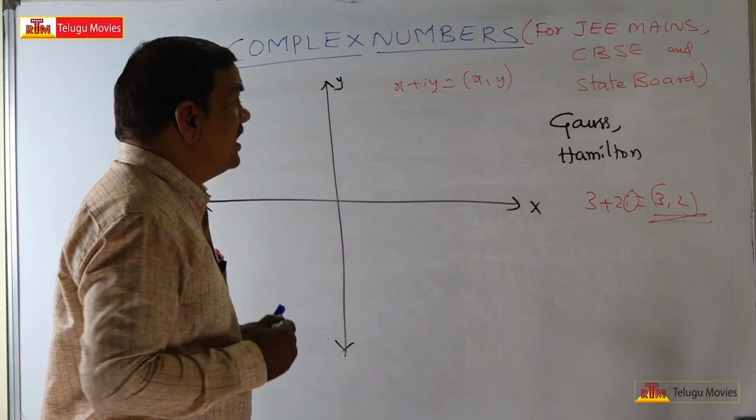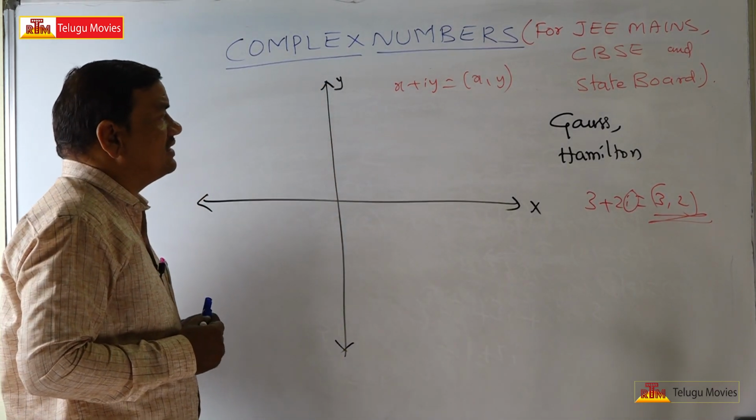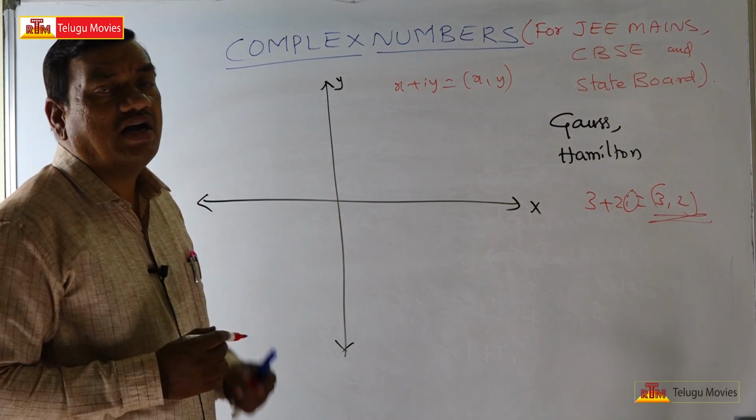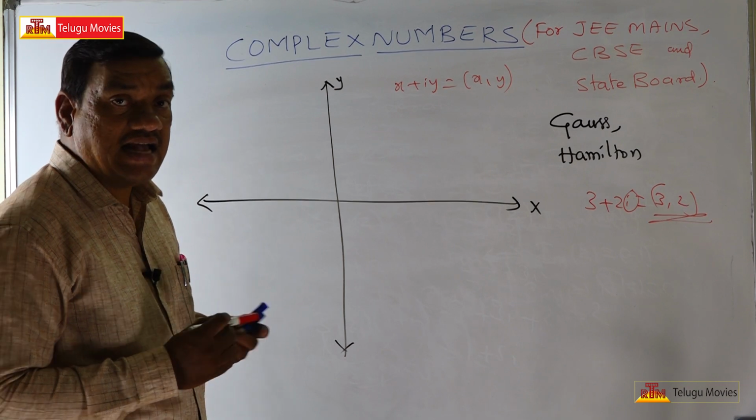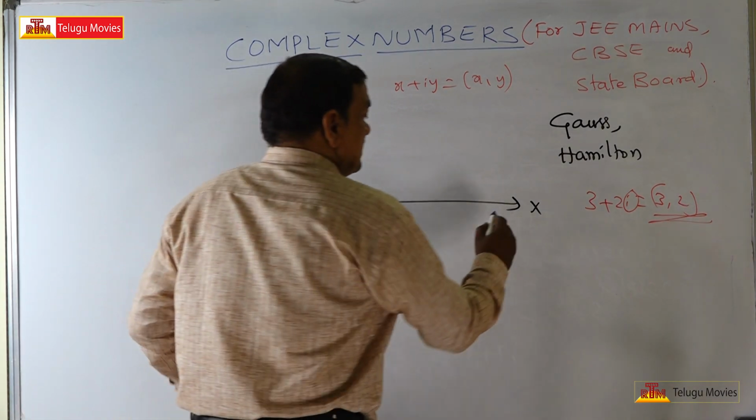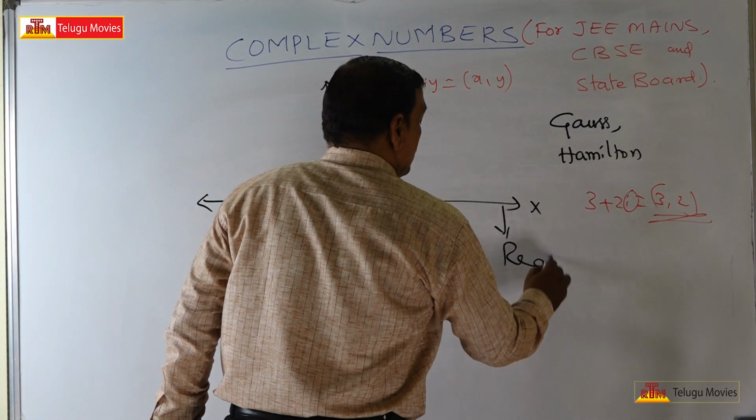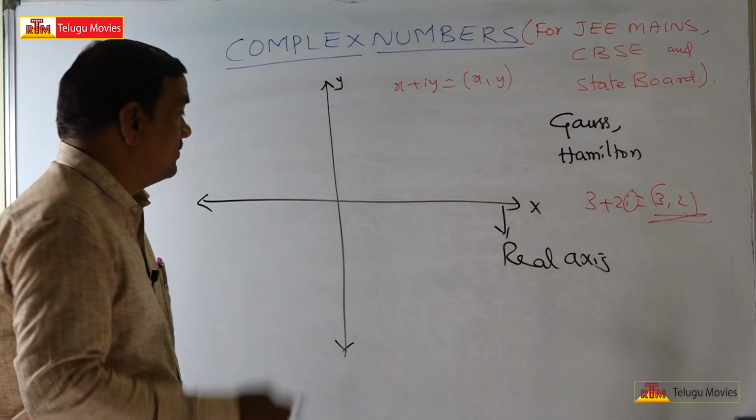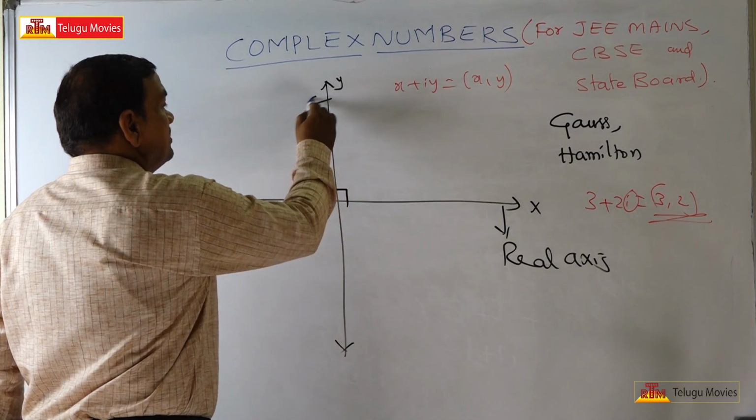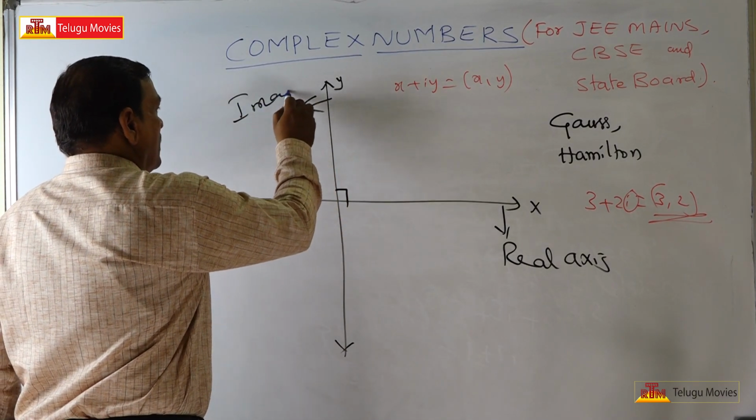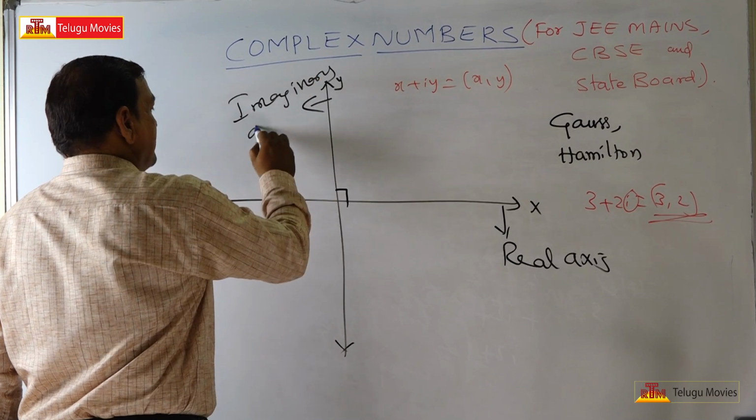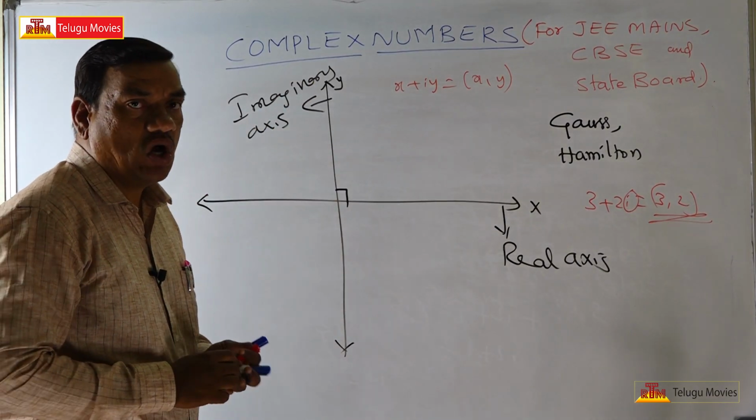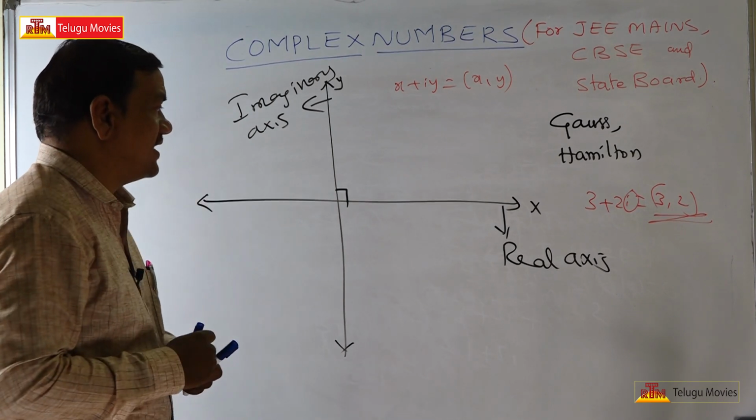Okay, now how to represent x plus iy in a two-dimensional plane? Now they called the x axis the real axis, and the y axis, the vertical line, they called the imaginary axis. Why? We are going to represent the imaginary part numbers on the y-axis.